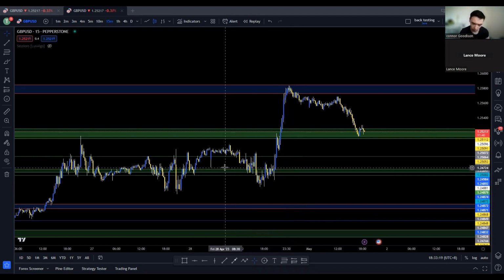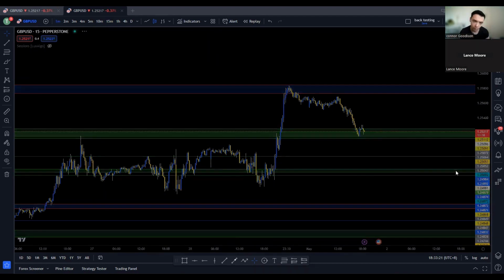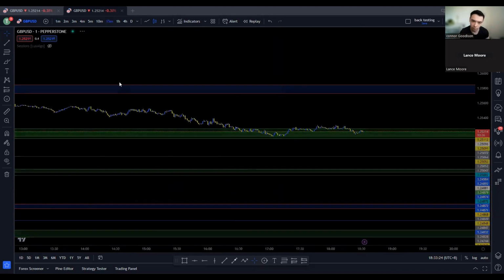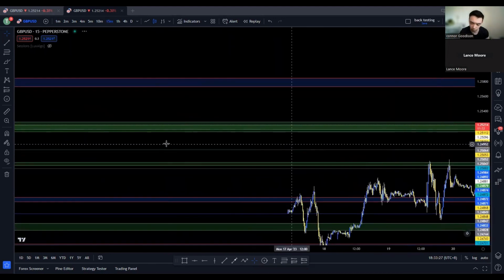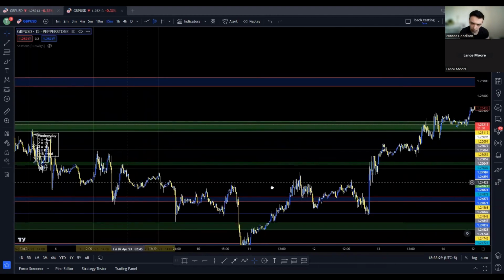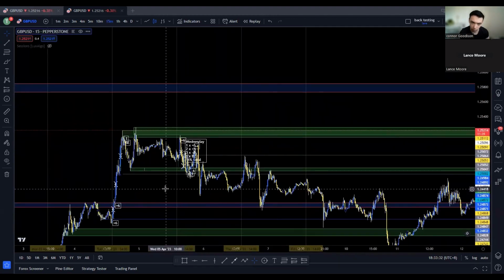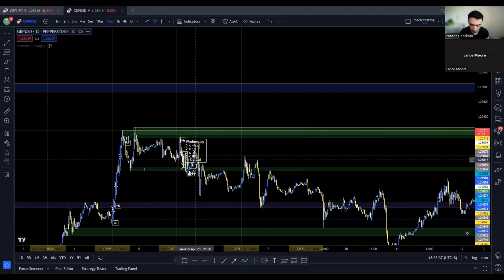Yeah, basically with my backtesting, I'll go to my 1 minute chart and go back as far as I can with it. So for this one here, I've done some backtesting on these two days, Wednesday and Thursday, the 5th of April and the 6th of April.